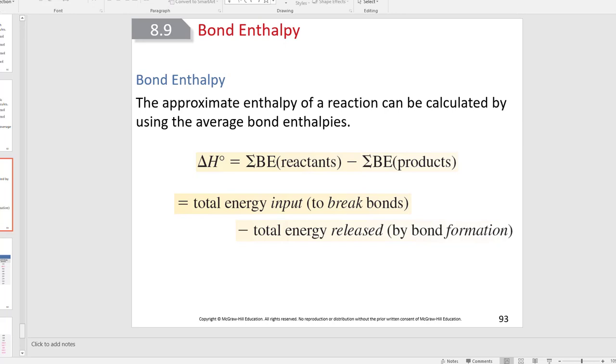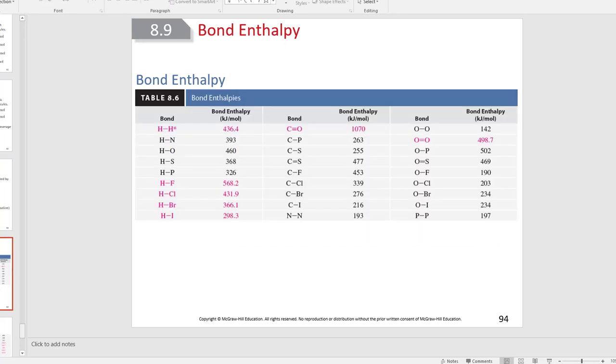Now, this is per bond. Bond enthalpies are per bond. So you can't just look at the molecular formula in most cases and automatically know what the bonds are. We have to draw the Lewis dot structures to see what kind of bonds are there. Are they single, double, triple? How many bonds are in the structure? Because the bond enthalpies, these values, when we go to put them in, these are all per bond.